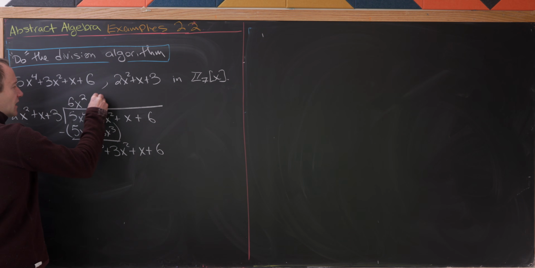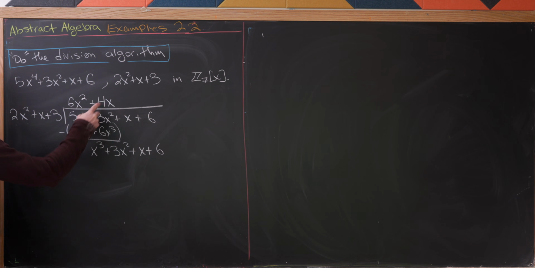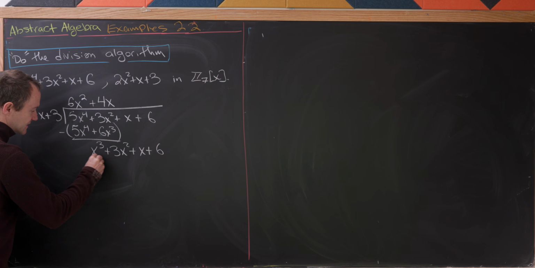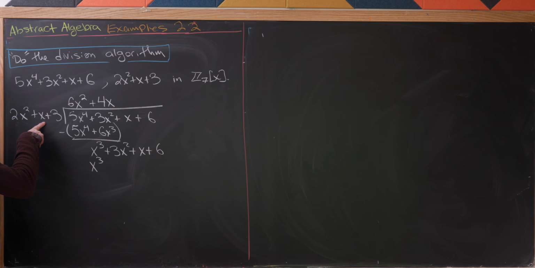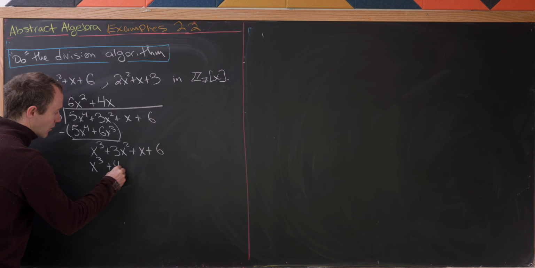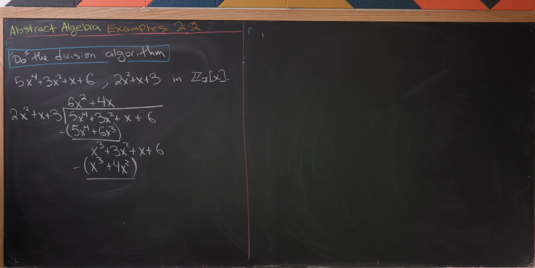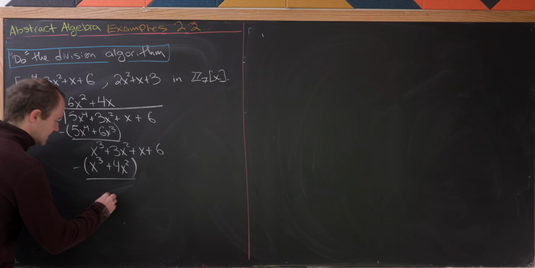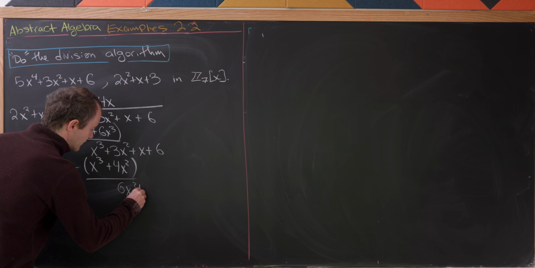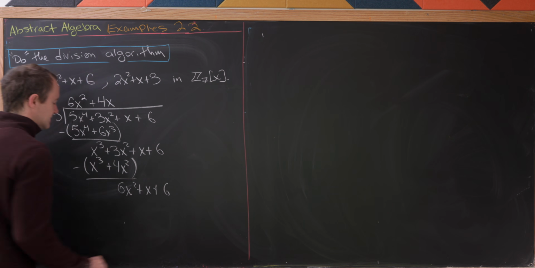So here we'll go plus 4x. 4 times 2 is 8, which is 1, so I'll put an x^3 here. Then 4 times x will be 4x^2. Great. Now let's group and subtract. The x^3 terms cancel. We have 3 minus 4, which is negative 1. But inside of Z7, negative 1 is the same thing as positive 6. So we have 6x^2 + x + 6.